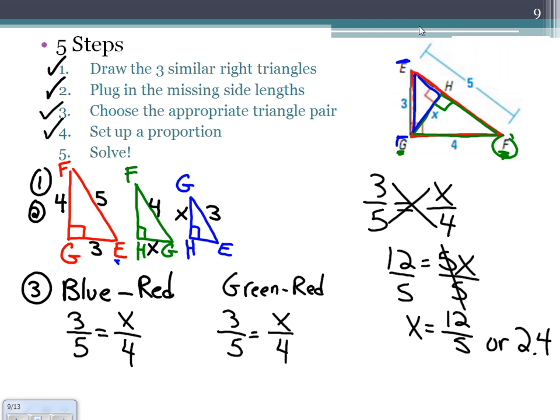Patricia? If I do 5 over 3 equals 4 over x, exactly. Patricia said she did 5 over 3 equals 4 over x. That's completely fine as long as you stay consistent. So, what'd you do? So she went red to blue. So 5 over 3, 4 over x is completely fine. Are there any questions about these 5 steps?